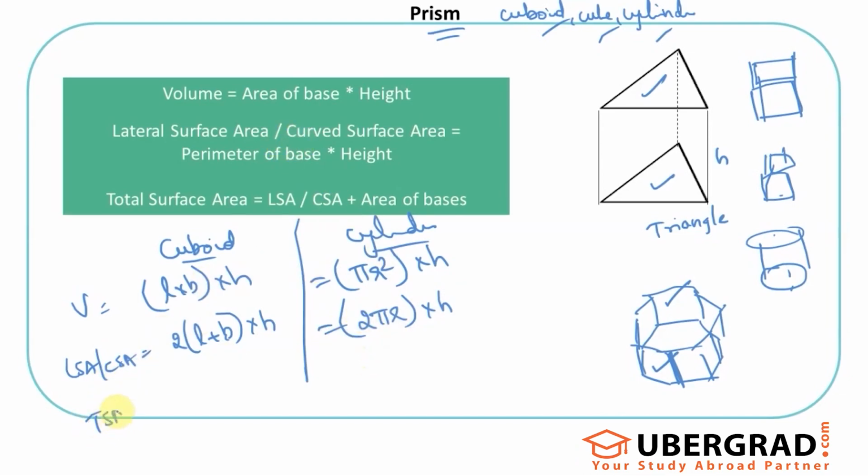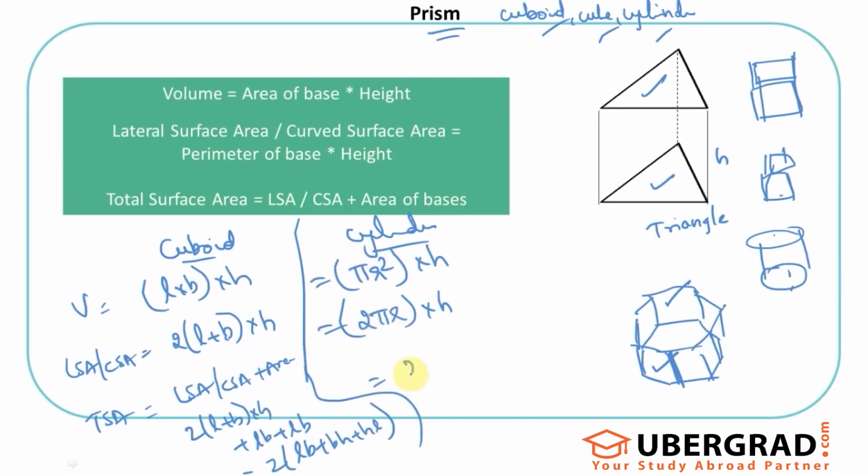The total surface area stays the same: lateral surface area or curved surface area plus the area of the bases. I know the area of the bases is LB and LB. If I take common factors, I get 2 times (LB plus BH plus HL). For the cylinder, I know 2 pi r h is the curved surface area, plus 2 pi r square, pi r square at the bottom and pi r square at the top. So the formula is 2 pi r h plus 2 pi r square. Just remembering these three things lets me find the formulas for all the shapes you can think of.